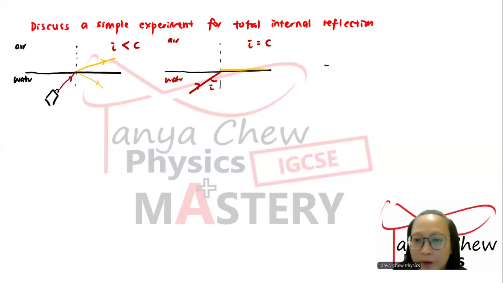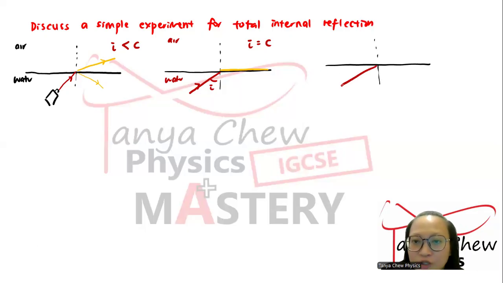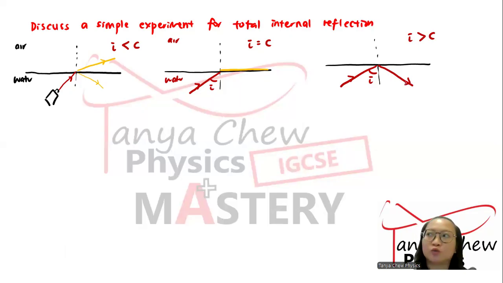And then when you keep on increasing the angle of incidence, which is larger than the critical angle, all the light rays will be reflected into the water. No light ray is refracted into the air. So this is the condition where total internal reflection has already occurred. Now I will make my explanation.